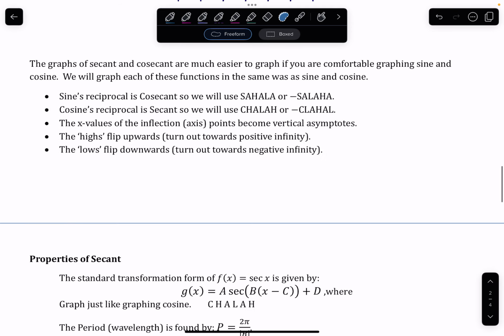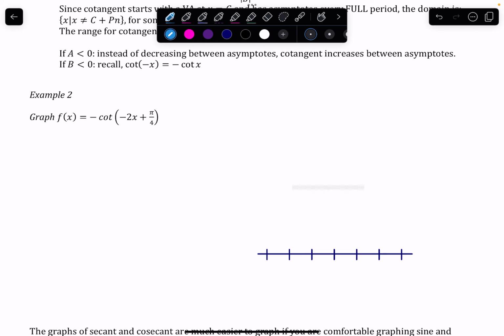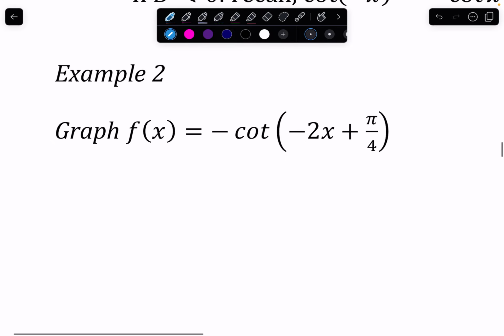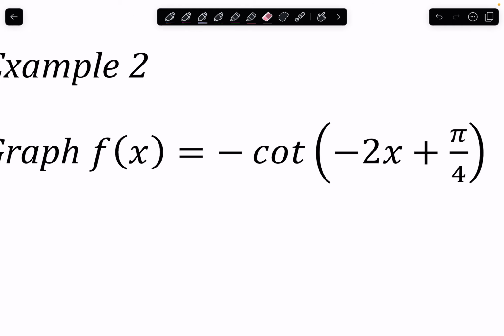Paste. Okay. All right, next thing we're looking at is graphing cotangent. So cotangent is very, very similar to tangent, with the exception that cotangent starts with an asymptote, so it's backwards, and it decreases from left to right rather than increasing like tangent does. All right, it's not in the right format this time, so we've got to do some manipulating.